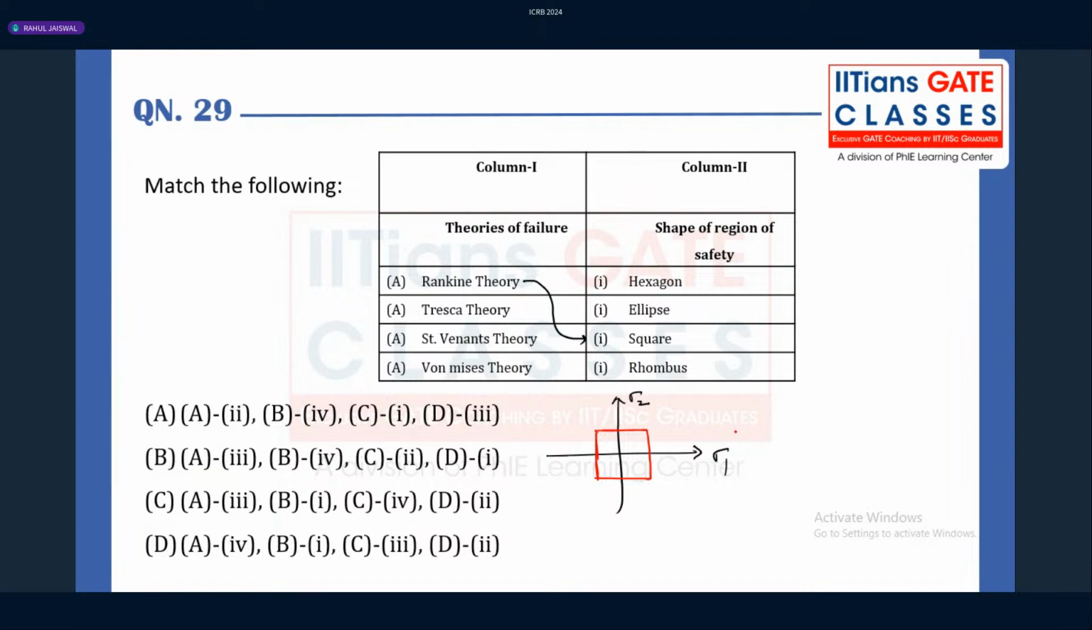Again, here we have Rankine's theory, which is best suited for brittle material. Now, what about Tresca's theory, guys? Everybody knows it is nothing but a hexagon shape. It is exactly the same, but the only difference will be in the second and fourth coordinates. So this should be the shape of the region, which is nothing but a hexagon. Right, guys?